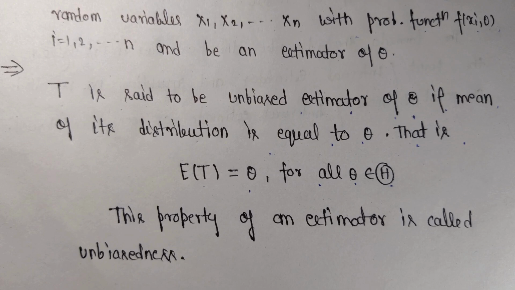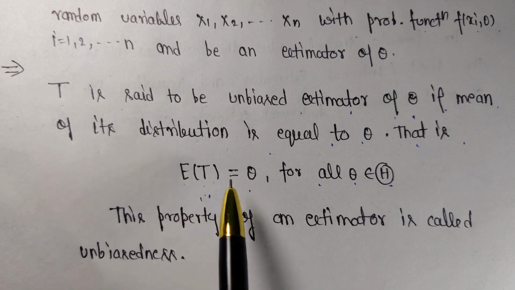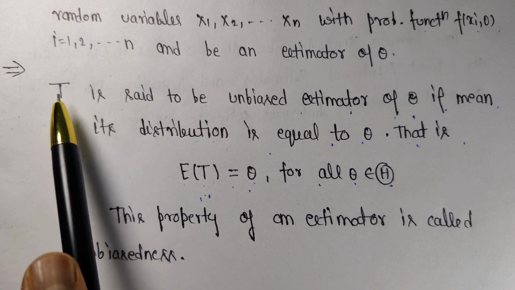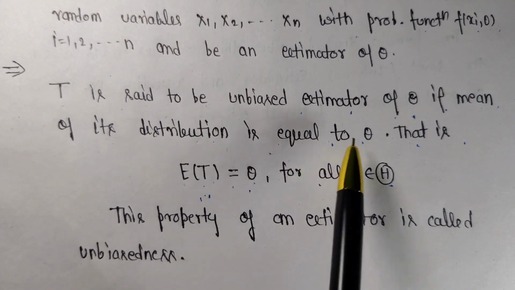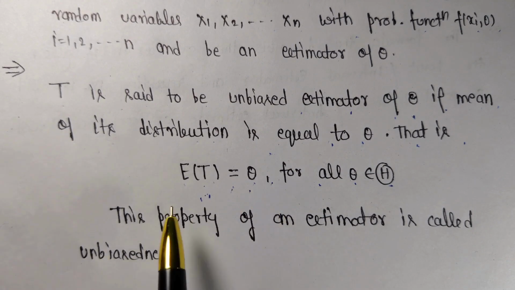Is it clear? That means we have considered x1, x2, xn to be a random sample from any population or from any probability distribution function. So if T is an unbiased estimator for any population parameter theta, then this condition should hold: expected value of T is equal to theta. That means the mean of its distribution, the mean of the capital T distribution, is equal to theta. Is it clear? Okay, so this is the definition of unbiasedness.